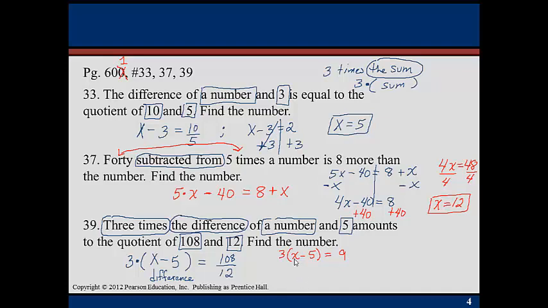So now we can solve for x. The first thing we're going to do is go ahead and distribute 3 on the inside. And we get 3x minus 15 equals 9. Now we're solving for x, so let's go ahead and move the minus 15. Since it's subtracting, we're going to add 15. And we get 3x equals 24. And then we'll divide by 3 on both sides. And we get x equals 8.